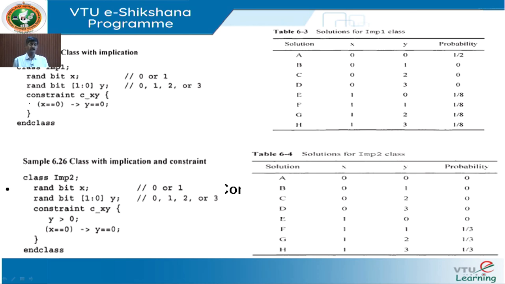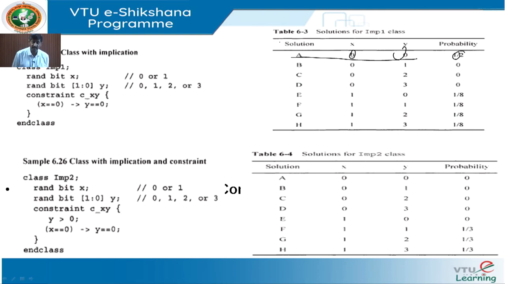Now a class with an implication. The same variables, and I am putting a constraint now. X being 0 implies Y will be 0. So if X is 0, then Y is implied to be 0. Let us say the first solution is 0, 0. It is one of the 2 solutions which is obtained. So what are the 2 solutions? X is 0 and Y is 0.